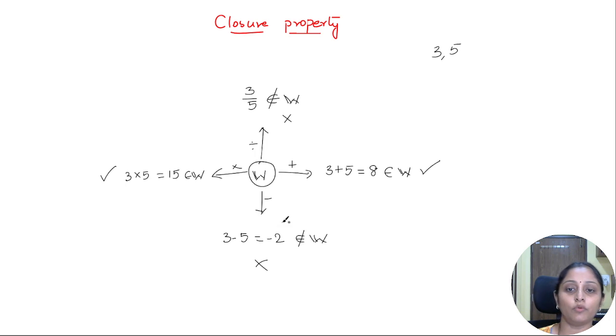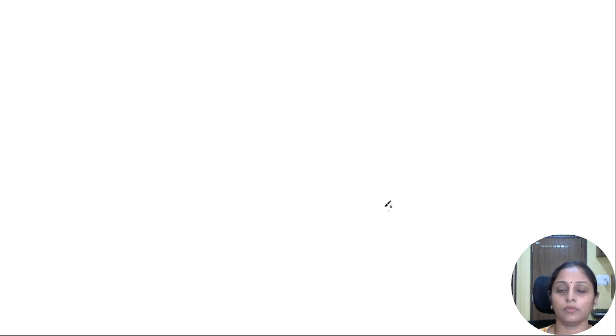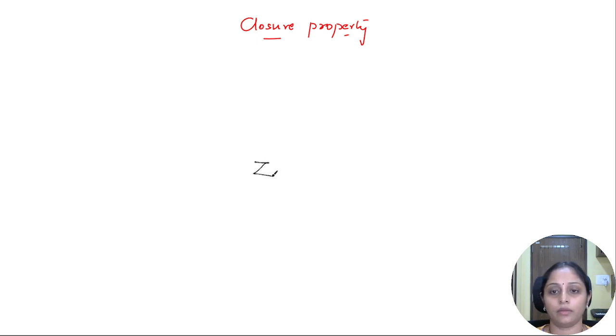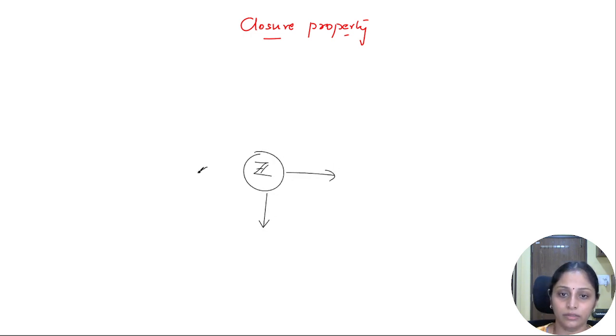Now we will move on to the next set, which is the set of integers. So if I have integers, I am talking about the closure property for the set of integers. So I have the set of integers here, and let us take the mathematical operations: addition, subtraction, multiplication and division. Now let us consider any 2 integers. Let's say I will take minus 3, 5.